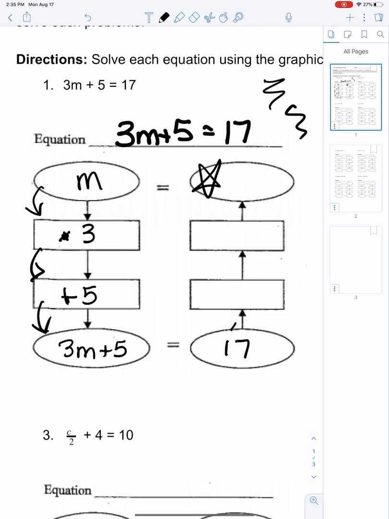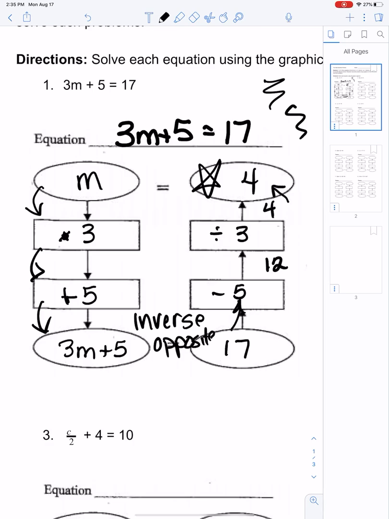So if we go on the other side, we're going to do the inverse. Inverse means opposite. So instead of addition, it's subtraction. Instead of multiplication, it's division. 17 minus 5 becomes 12. Divided by 3 equals 4. So our answer is 4.